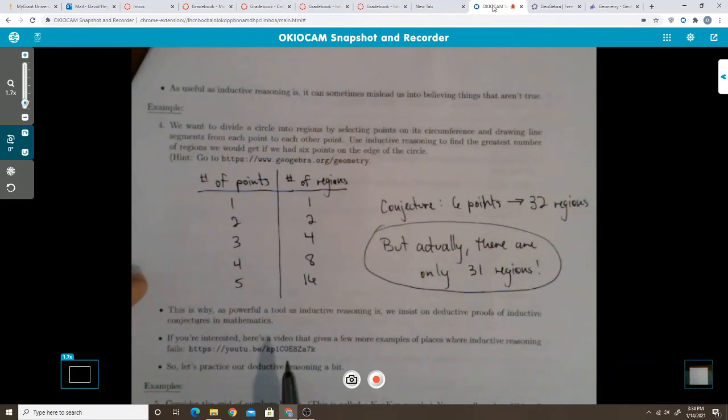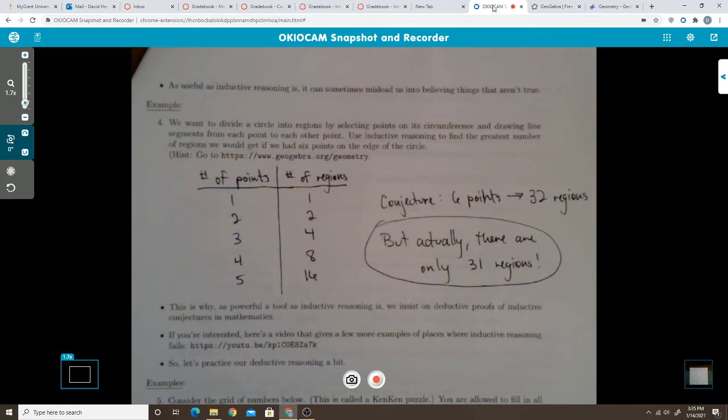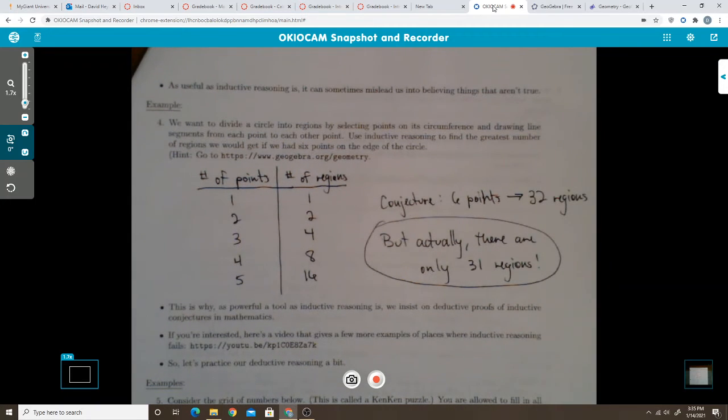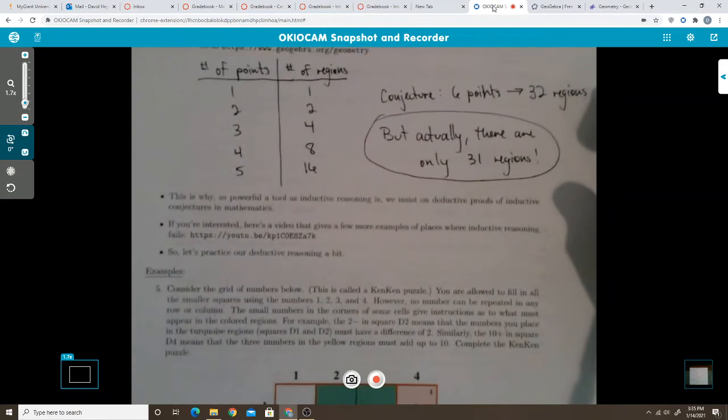But anyway, so inductive reasoning is really powerful, really nice, but it has its limitations. It can mislead us sometimes. And if you're interested in seeing some more examples of places where inductive reasoning fails, you can watch this video. I'll include it in the lecture, so you can watch it if you want. Anyway, but this tells us that inductive reasoning isn't all there is to math. We've got to be able to prove things deductively, right? So let's practice our deductive reasoning a little bit.